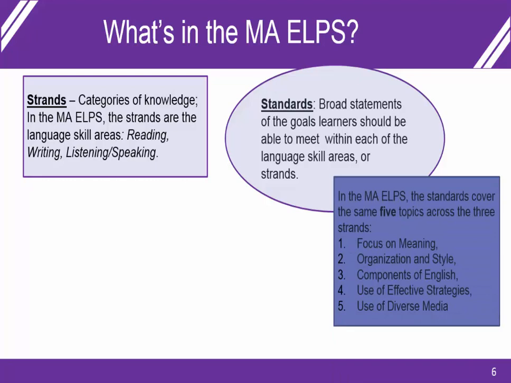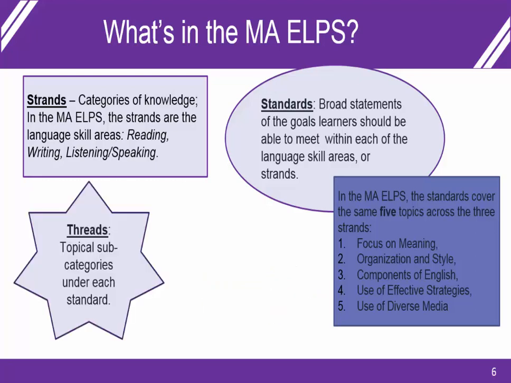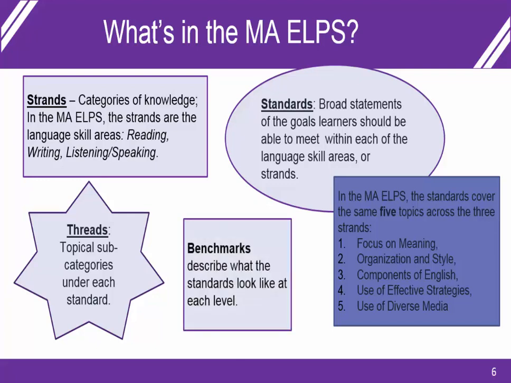They cover the same 5 topics, seen here on the list, across the 3 strands. So, for example, Standard 1 for reading, writing, and listening and speaking all focus on meaning. Standard 2 in all 3 strands focuses on organization and style. Standard 3 is on the components of English, Standard 4 on the use of effective strategies, and Standard 5 on the use of diverse media. Within each standard are threads, which are subcategories for organizing the benchmarks within a standard. And benchmarks are level-specific standards, the specific skills and knowledge learners need to develop and demonstrate at a particular level to meet the more broadly stated standard. The benchmarks describe exit-level performance.